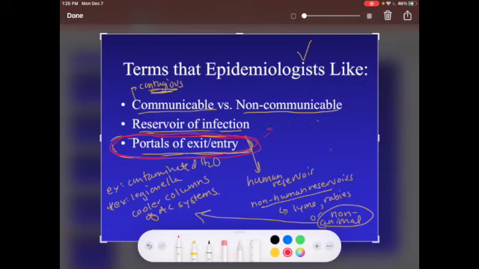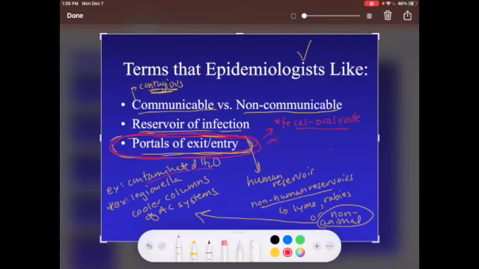So portals of entry and exit. There's the fecal oral route, for example. Something like poliovirus is contracted through the fecal oral route through contaminated water. Basically, poliovirus would exit the body through feces, and a little bit of that gets into lake water where everybody's swimming. If somebody else is swimming there and accidentally swallows some, that's the fecal oral route.